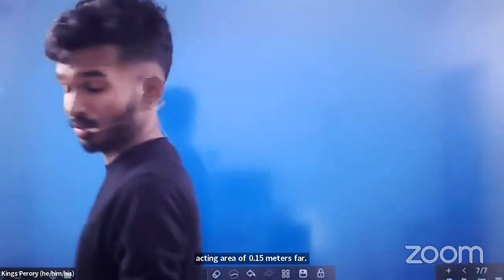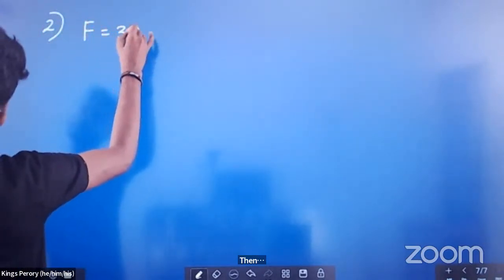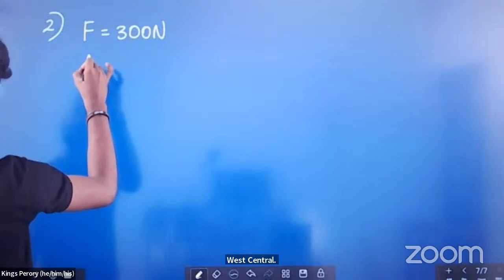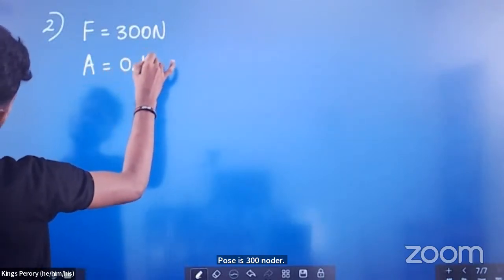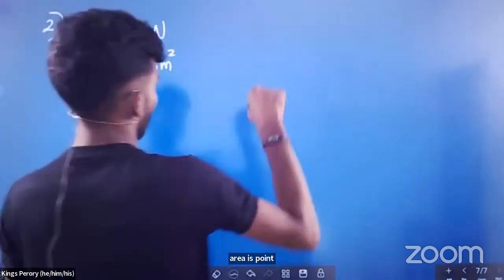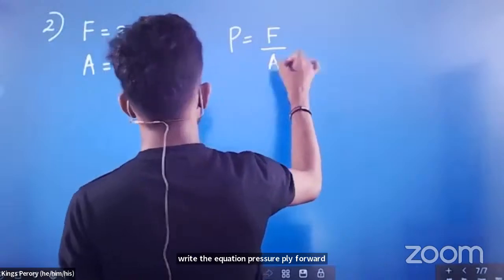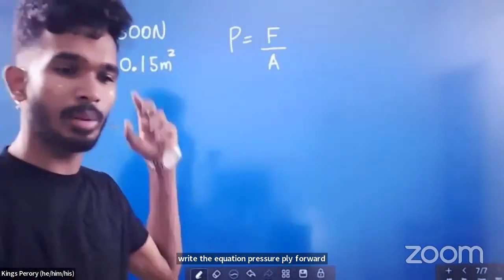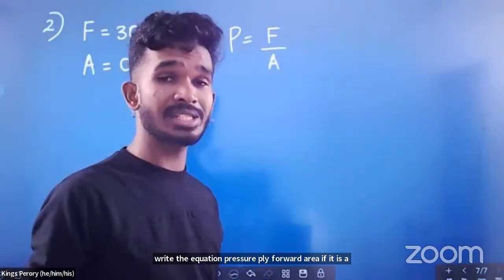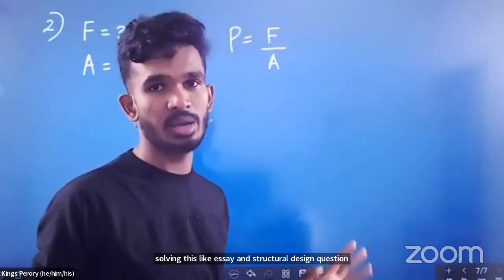Question 2. Force is 300 Newton. Area is 0.15 meters square. Write the equation: pressure P equals F over area. If it is an MCQ question, of course, you can do it in the mind. I am solving this like a structured essay question. For essay and structured essay, this is the methodology.